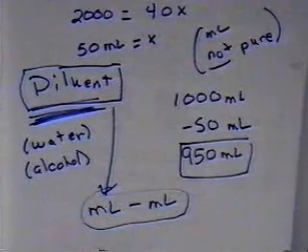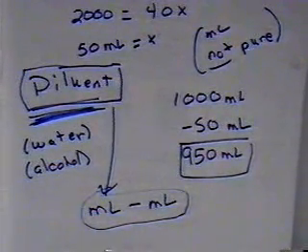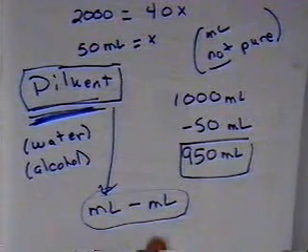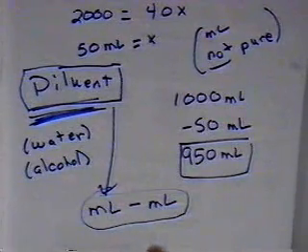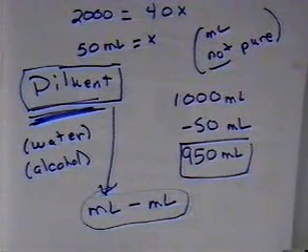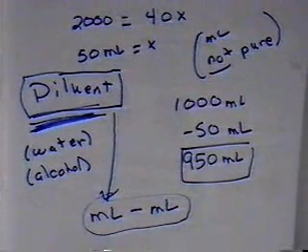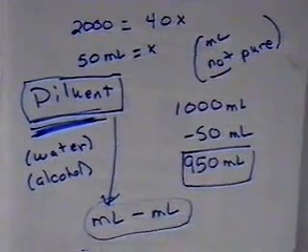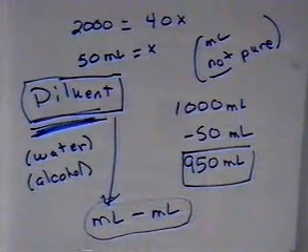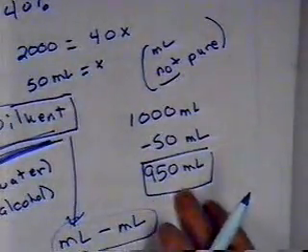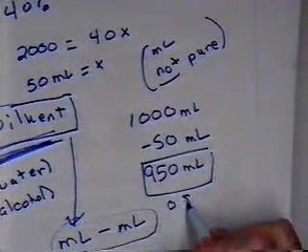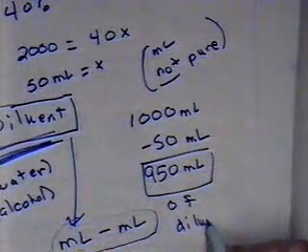Sometimes they'll say diluent, sometimes they'll say how much water. Then it's milliliter minus milliliter. So the answer is what, 950? It's 950 milliliters of diluent.